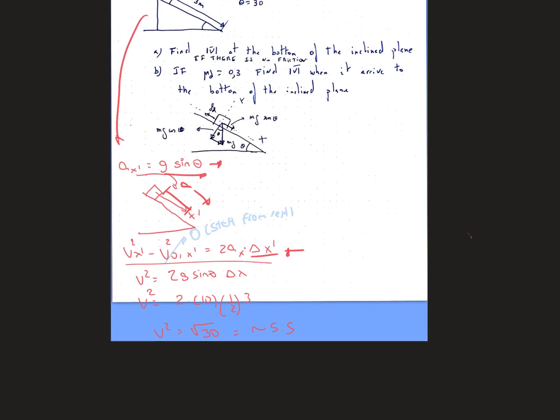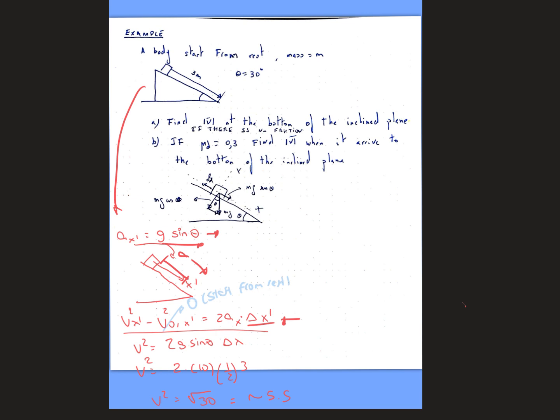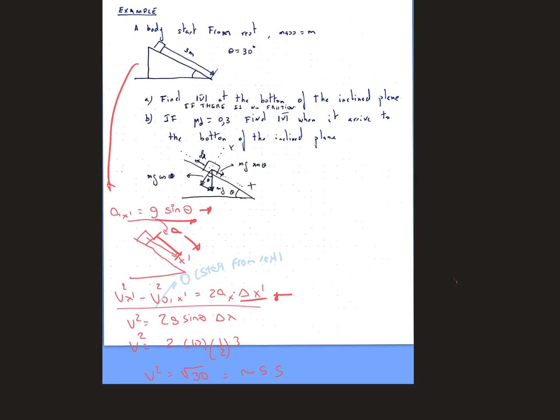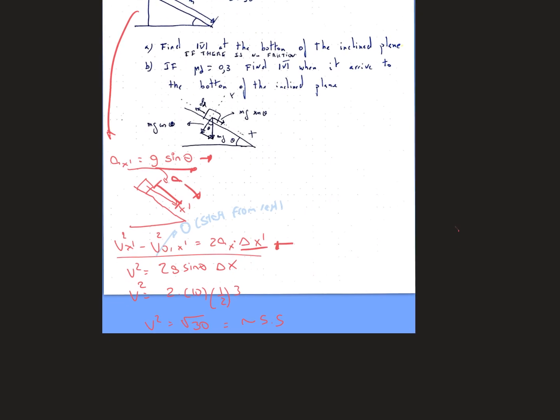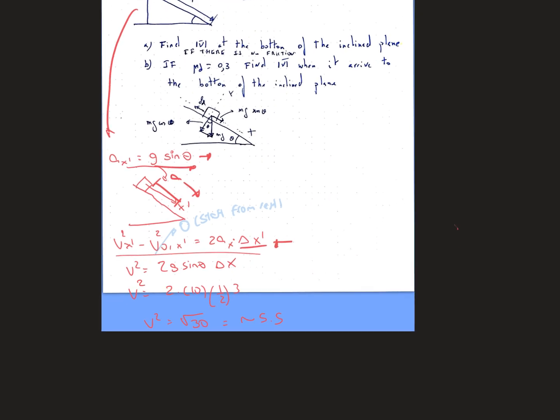Now as we have this value right here, we can just plug in, and we can also deduce that v0 is going to be 0, because the problem says that a body starts from rest. So we can just say the v squared is going to be 2g sine of theta times the displacement. Then we just plug in values. It's going to give us 5.5 approximately.